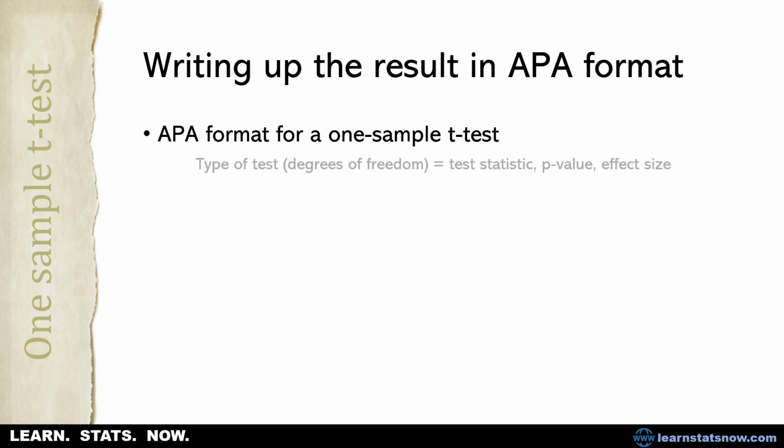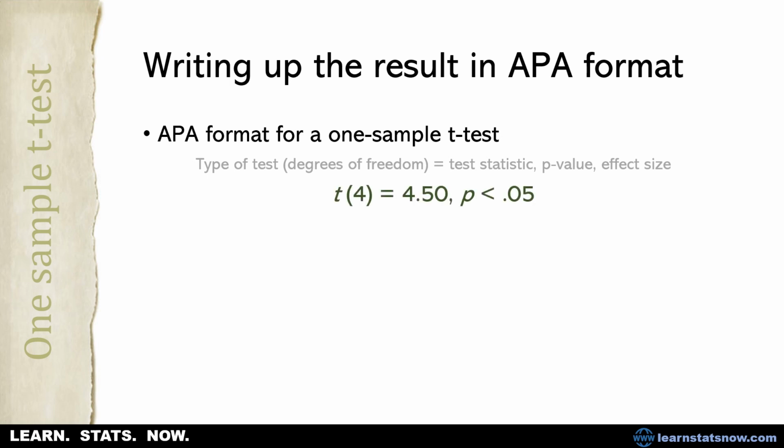Typically, for these kinds of tests, we note the type of test, and then we put degrees of freedom in parentheses. We report the test statistic. In this case, it's the t ratio, the p-value, the probability that the observation was due to sampling error, and then finally effect size, but I'm going to skip the effect size part for now.